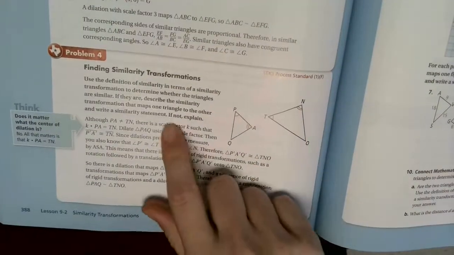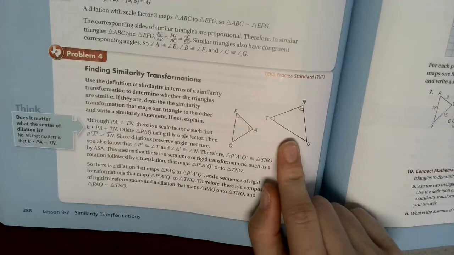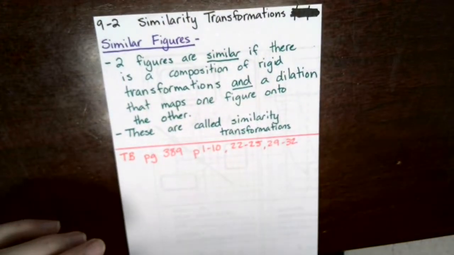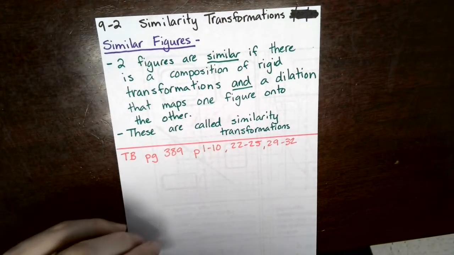Down here, it's just identifying if it is a similarity transformation. There's not much to 9.2, just doing similar figures and similarity transformations. That's all.